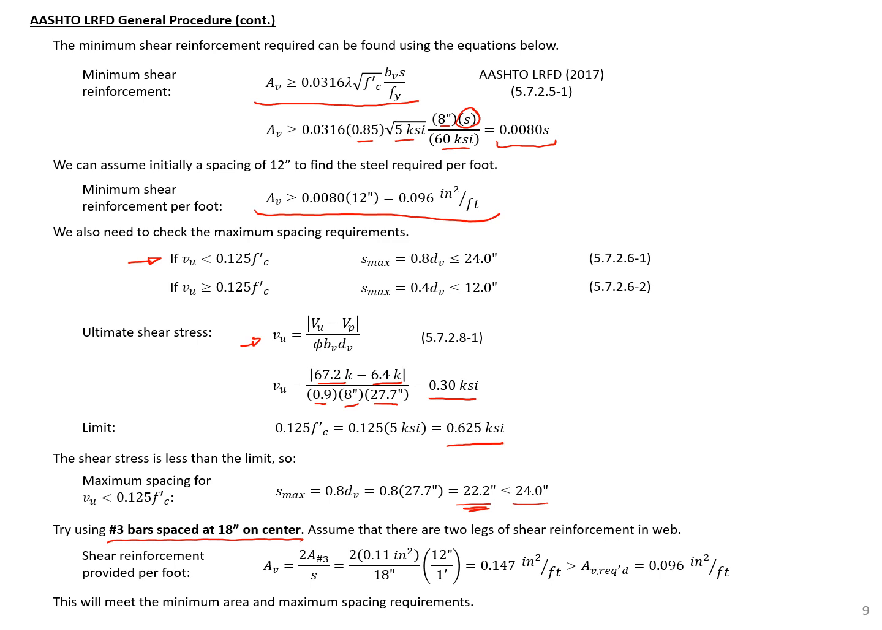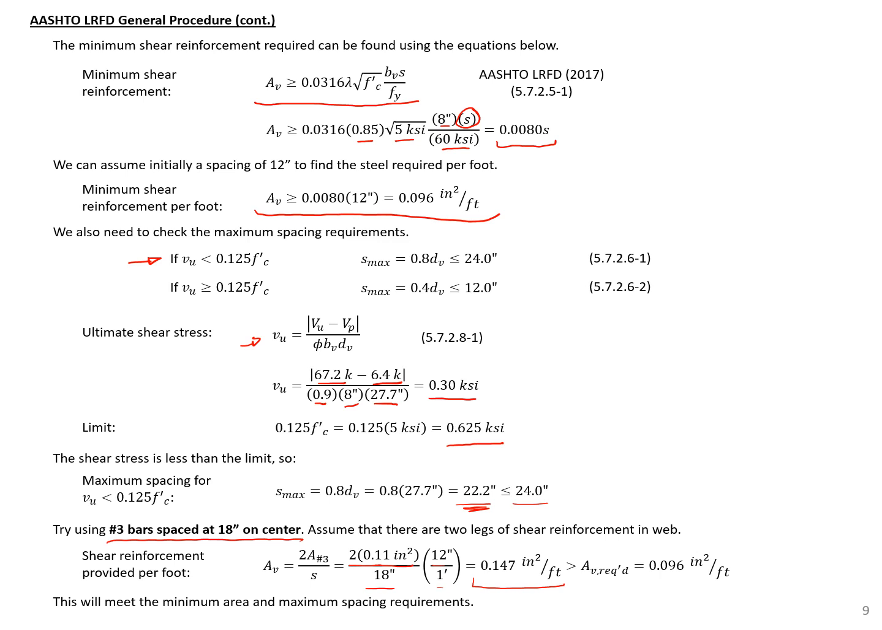So we can calculate the shear reinforcement provided by this area of reinforcement and the spacing using this equation here. So our Av is equal to 2 times our bar size. We're going to assume that we have 2 legs of stirrups in our section, divided by our spacing, times 12 inches divided by 1 foot. And we'll get our shear reinforcement provided per foot.